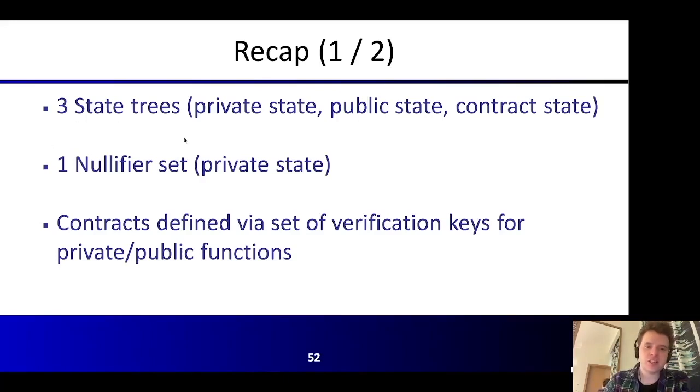We have one nullifier set for the private state, because that's how we mark private UTXOs as being deleted, so that to an observer you cannot link a nullifier to an element in the state tree. Therefore, when an observer sees a nullifier being created, they have no knowledge about which UTXO has actually been deleted. You need the decryption key for that. And a smart contract in this paradigm is defined as a set of verification keys for the set of private and public functions that compose a contract.